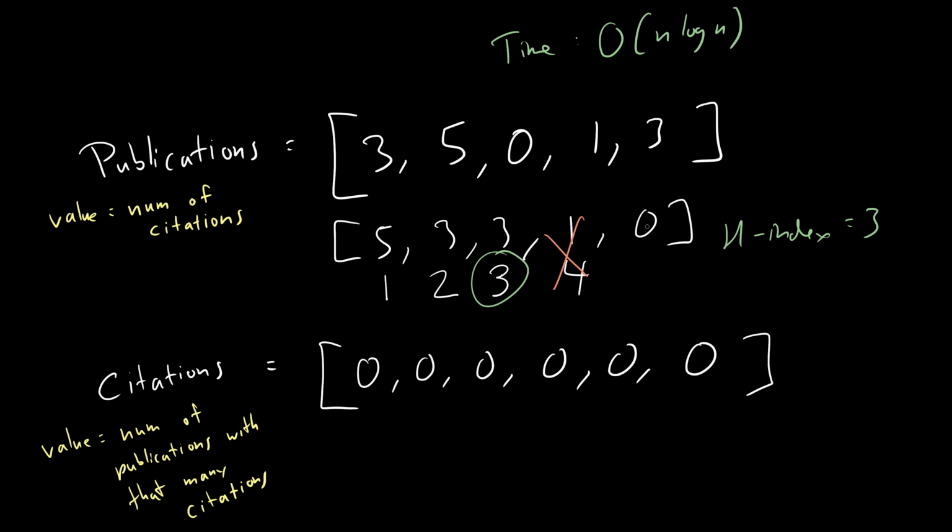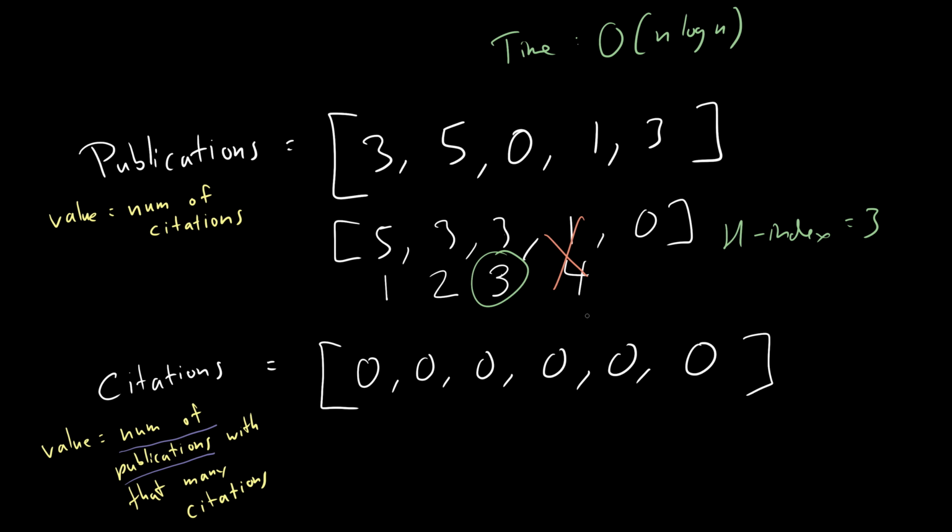Can we do any better than this? Yes, we can, and that's what we're going to do with this. Here we created an array called citations. What we want to do with this array is the opposite of what this one does. This one is an array of publications where the value equals the number of citations. Here we have the citation numbers where the value is the number of publications with that many citations.